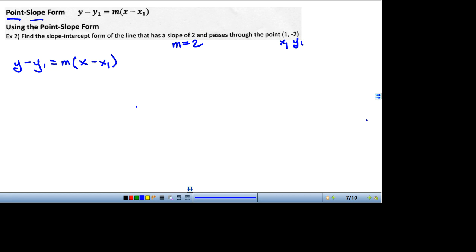So I have my point. Point slope form, which is y minus y1 equals m times the quantity of x minus x1.